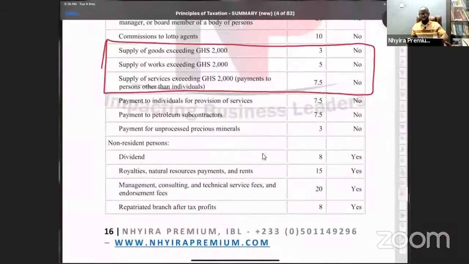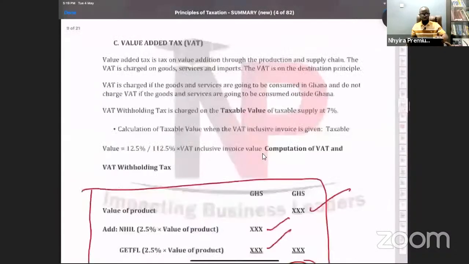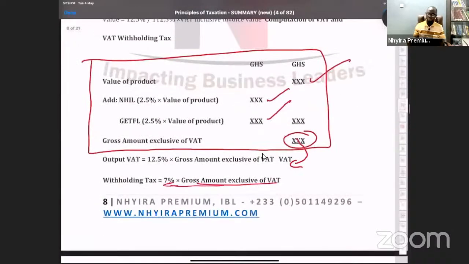If you remember what we did, this is our pro forma for our computation. You bring the value of the product, bring in NHIL, bring in the GETFund, and you get a gross amount exclusive of VAT. Then you calculate the VAT on that amount. So it means NHIL and GETFund are inclusive in the amount on which you are going to be charging the actual VAT. The 7% withholding VAT will be charged on the gross amount exclusive of the VAT.